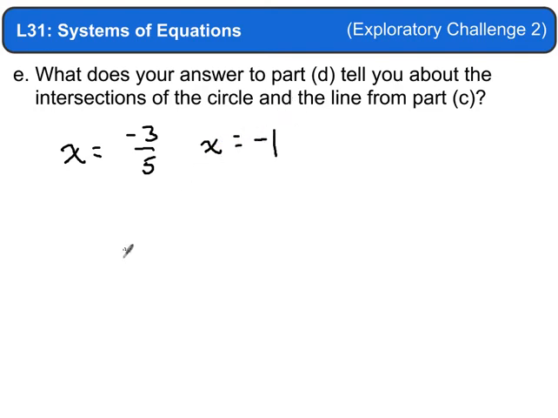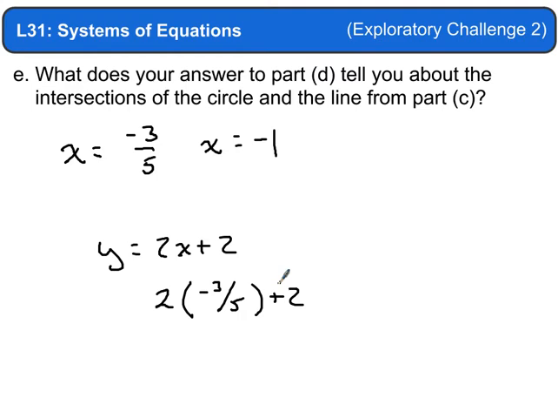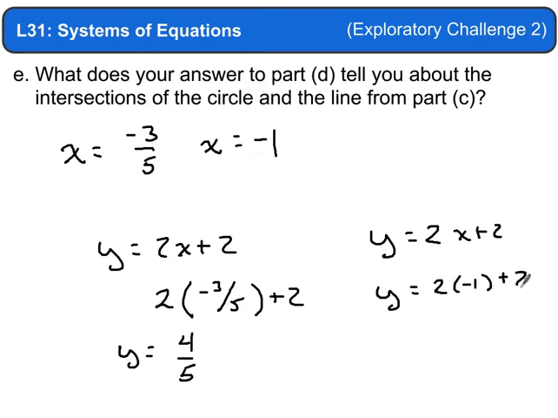I'm going to take my equations. The easier equation would be y equals 2x plus 2, and I'm going to plug each of these in there. So 2 times negative 3/5, and then we're going to add 2. And after you solve that one, I'm not going to show all the work for that, but once you plug that in, you're going to get 4/5. When I do the equation again, and I plug in the negative 1, y equals 2 times negative 1 plus 2, you're going to get y equals 0.